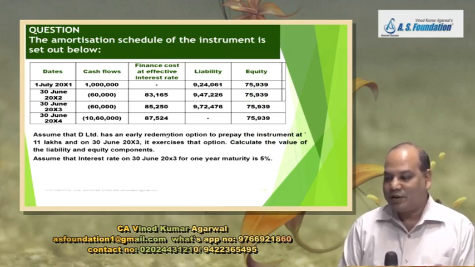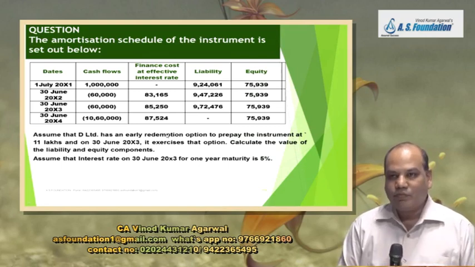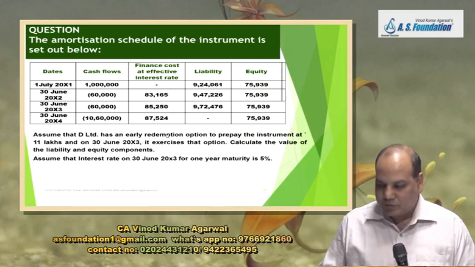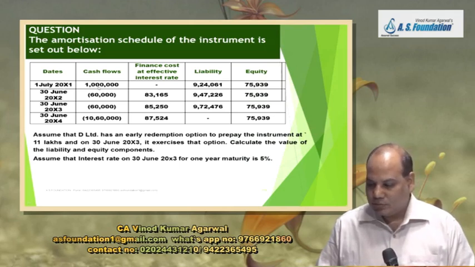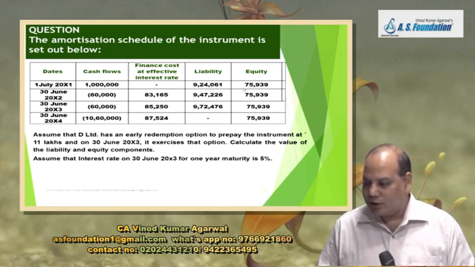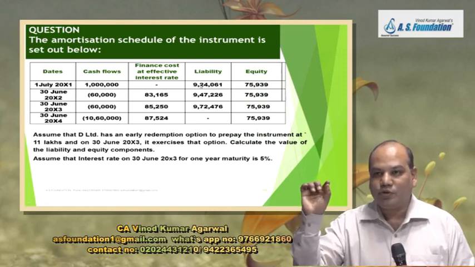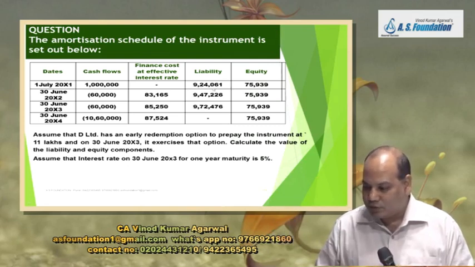This example is for understanding what you will do if there is an early redemption of a compound instrument. The topic is early redemption of a compound instrument. The amortization schedule of the instrument is set out below. Date 1st July, cash inflow 10 lakh, and they had bifurcated this into liability and equity. In the exam, you will have to do this exercise first, by preparing a table of statements showing calculation of financial liability and equity. We have done that around 25 to 30 questions.